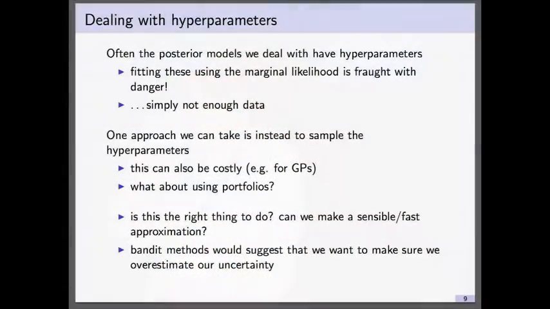So now I wanted to highlight a few problems with Bayesian optimization. In the model I talked about earlier, I vaguely mentioned that I was using a Gaussian process prior over functions in order to select my points x. That was my prior over functions. Often, however, the posterior models here have hyperparameters. Whereas with Gaussian process regression, we can often just fit these using the marginal likelihood, that's really a bad idea here, simply because there's not enough data.